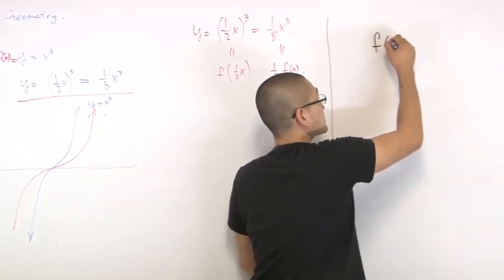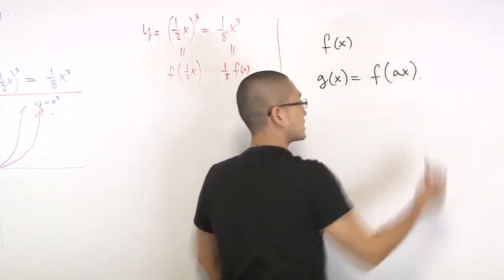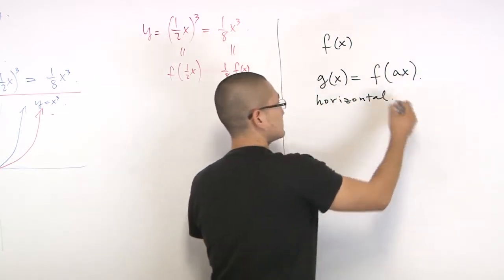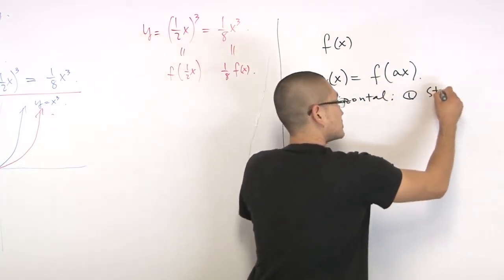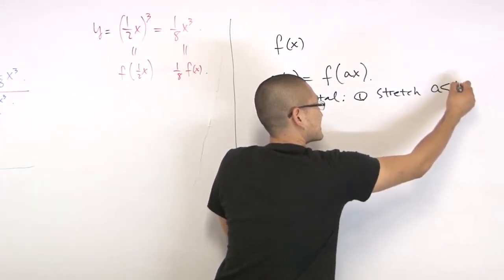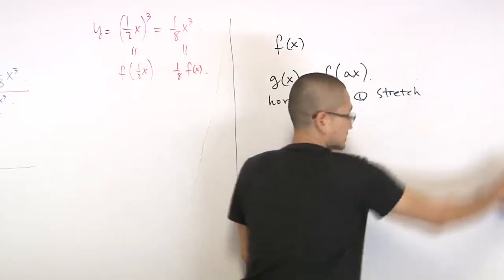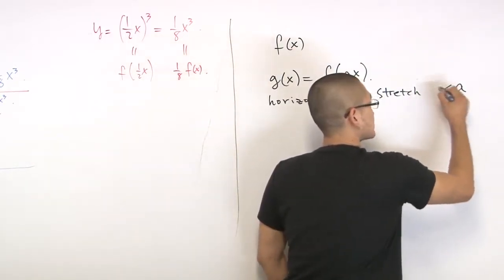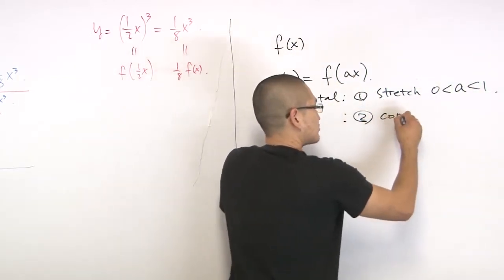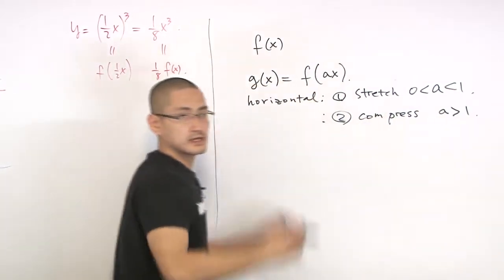So if I have f of x, and I change that by multiplying some number a to x, then I am changing horizontally. Number 1, stretch when a is greater than 0, less than 1. Let me just rewrite that. Stretch if a is greater than 0 and less than 1. I keep making the mistake. Number 2, compress if a is greater than 1. Right, it gets this way.